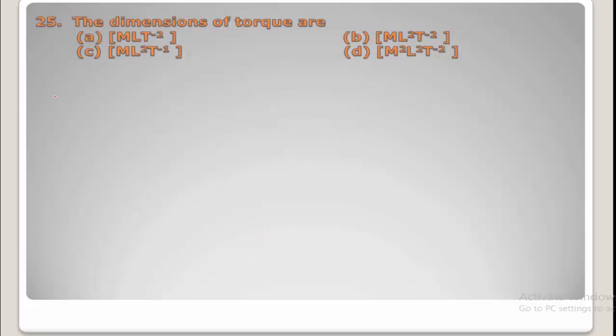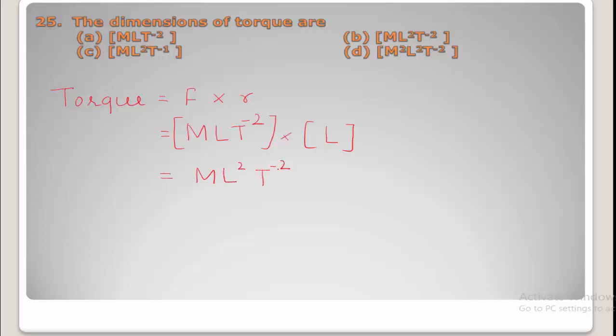Similarly, you have to find the dimensions of torque. The formula for torque is force into perpendicular distance. Force into distance, F into r. So the dimensional formula for force is M L T raised to minus 2, into the distance, which is given by L. On simplification we get M L squared T raised to minus 2. This is the dimensional formula for torque. So option B is the right answer.